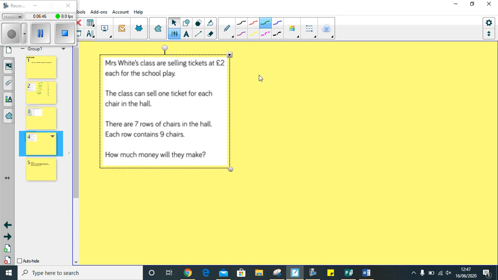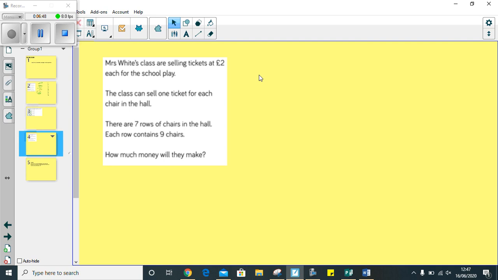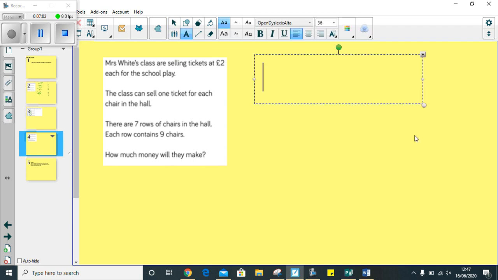Mrs. White's class are selling tickets at £2 each for the school play. The class can sell 1 ticket for each chair in the hall. There are 7 rows of chairs in the hall. Each row contains 9 chairs. How much money will they make? So the first bit of my calculation that I'm going to do is 7 multiplied by 9. I know that 7 times 9 is equal to 63.